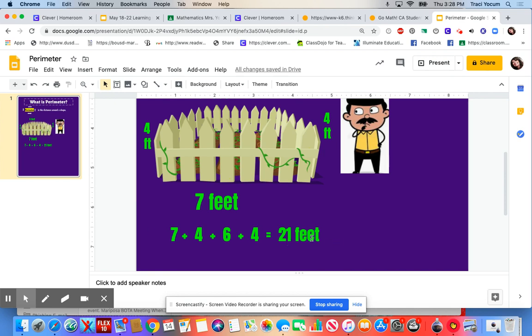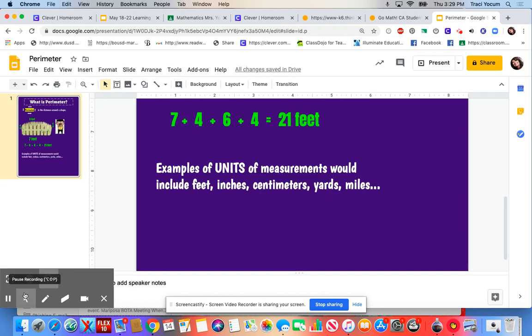So that word feet, that unit of measure there, is very important because feet is quite different than inches or millimeters or centimeters, etc. Some examples of units of measurement would include feet, inches, centimeters, yards, miles, kilometers, etc. Therefore, when calculating a length or the distance around an object, finding the perimeter around an object, it is very important to know the units that we are talking about.